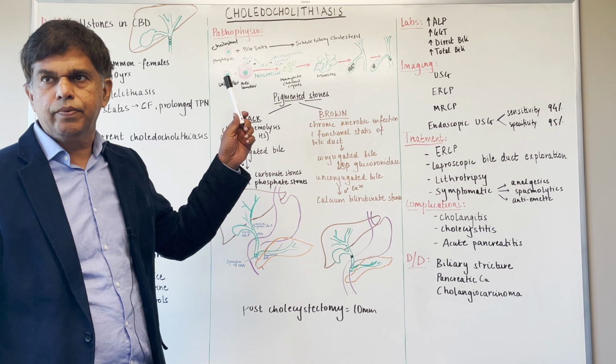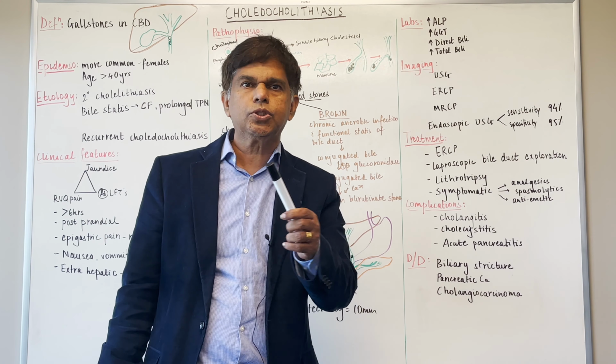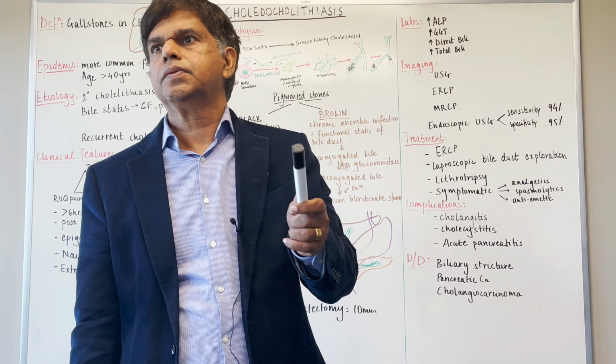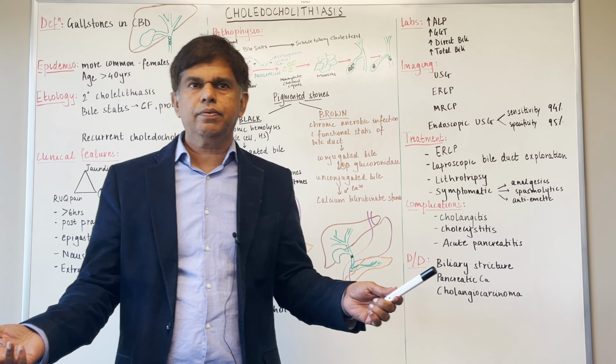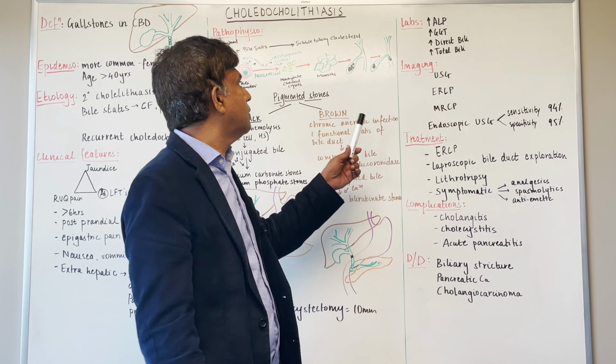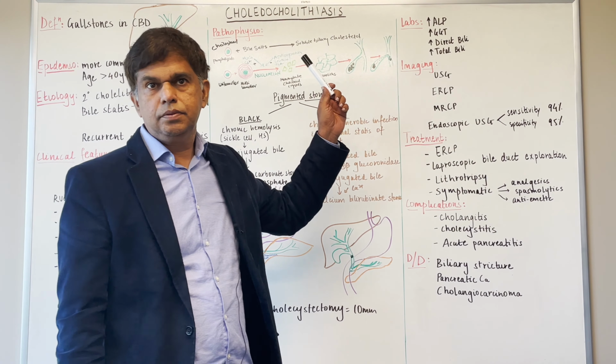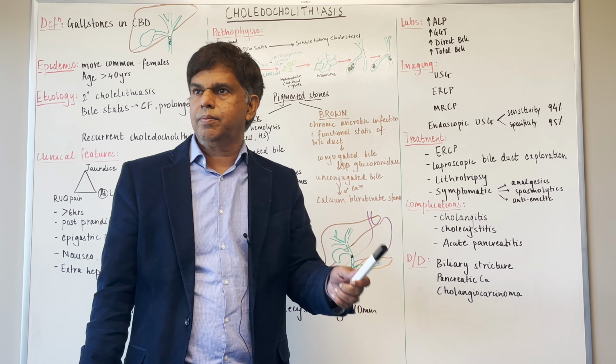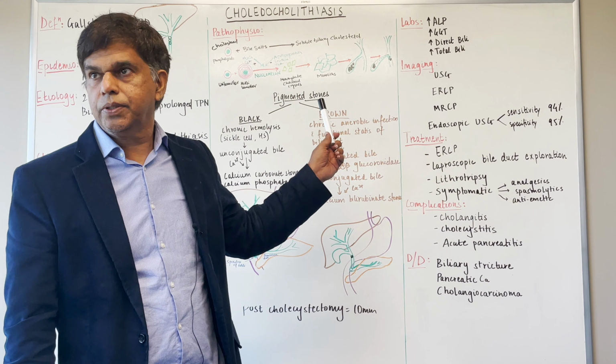It's very important to know what type of stones there are. What is the most common type of stone? Cholesterol stone, around 65 to 70%, right? So when we look at it, you have increased cholesterol. Where do we get increased cholesterol? Usually metabolic syndrome, or the liver produces more cholesterol.